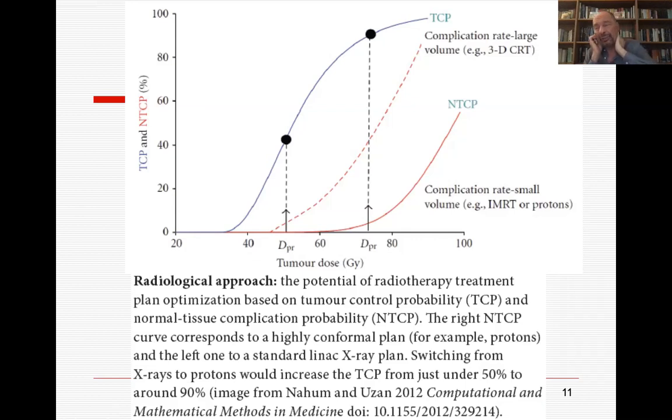So you see that radiotherapy is not about killing the tumor. Radiotherapy is about sparing the normal tissue. That's the real trick. Because if you can spare the normal tissue, the NTCP curve moves to the right, to the right, to the right, and then you can be sure that you will kill the tumor.